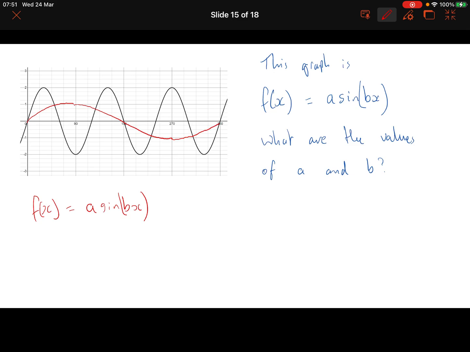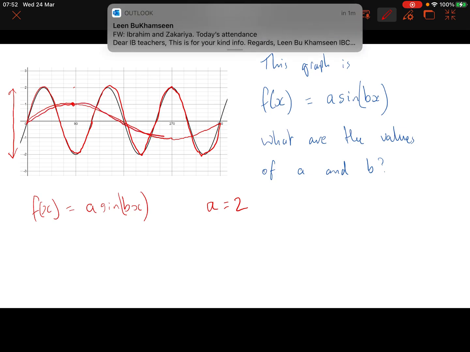Okay, so what stretches are going on? Well, on the one hand, I've got a male stretch up and down of 2 because look at this point here has been stretched up and it's now arriving at 2. That basically tells me that a is going to be equal to 2. Now, do you also notice that what has happened is the graph is repeating 3 times. 1, 2, 3. It's repeated 3 times for every 1 time that the sine curve repeats.